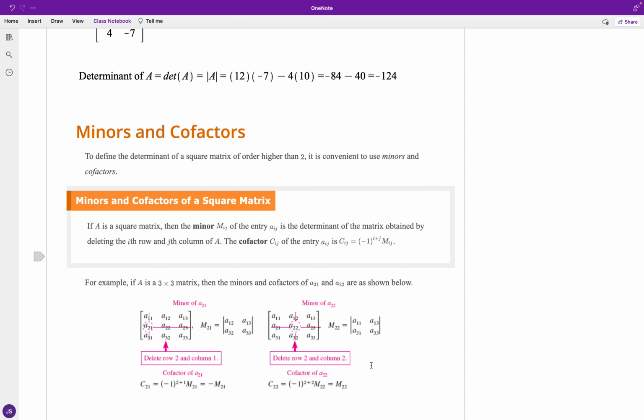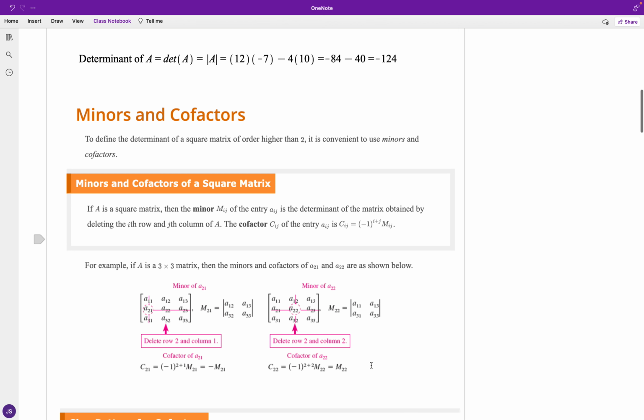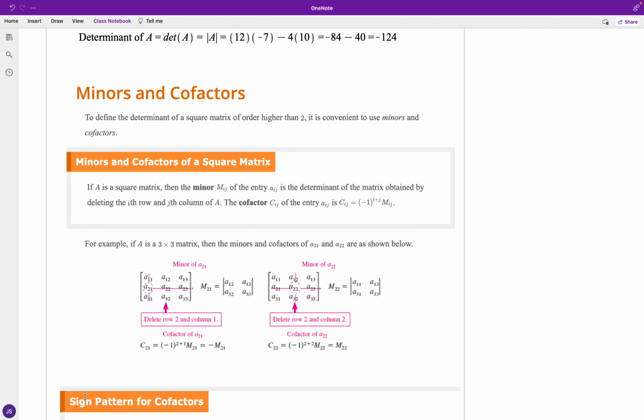And we have, in this particular case, if we have A to be a 3 by 3 matrix, then the minors and the cofactors of A of 2, 1 and A of 2, 2 are shown below. And we have for the minor of 2, 1, where you're looking at involving the second row and the first column, you're deleting the second row, first column, and you have left exposed in the determinant A of 1, 2, A of 1, 3, and then A of 3, 2, A of 3, 3. So those are the exposed elements.